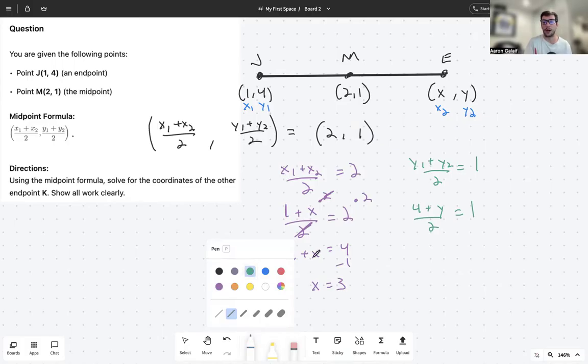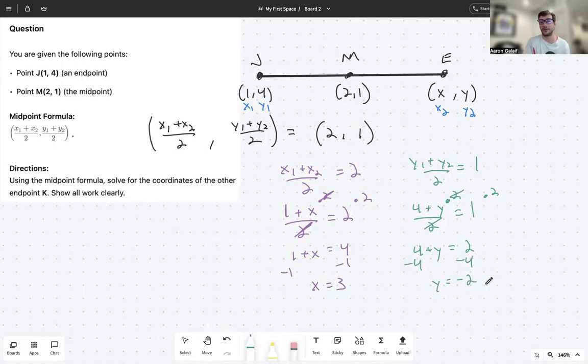Then we will solve for the y value. Same process. Multiply both sides by the denominator, which will cancel the denominator. We'll end up with 4 plus y is equal to 1 times 2, which is 2. We'll subtract 4. 2 minus 4 is equal to -2. And that is our point. So we're going to write our final answer as our missing endpoint, or point E, is x value 3, y value -2.